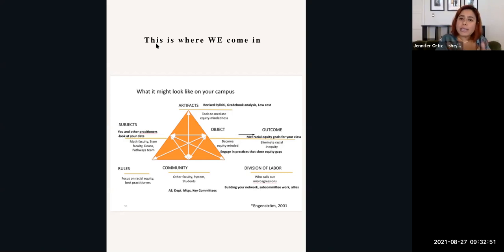So again, looking at the rules, not just in your classroom, but what are some arbitrary rules that your institution might have that create additional roadblocks for our students? I believe that the chancellor sent a couple of weeks ago a new change to financial aid, to make changes to who qualifies for a specific grant, so that it would be easier for students to get more financial assistance and support.